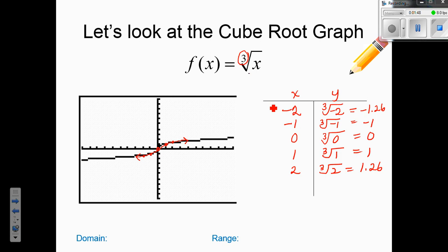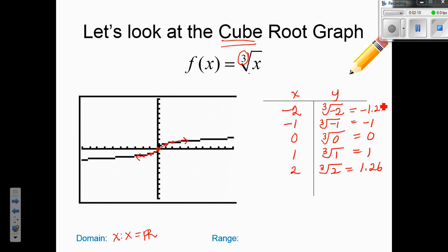domain and range. So for square roots, we weren't able to square root negative values, but we are with cube roots. So we can have negative values, we can have 0, we can have positive values. That means our domain can be anything. So our domain is all reals.